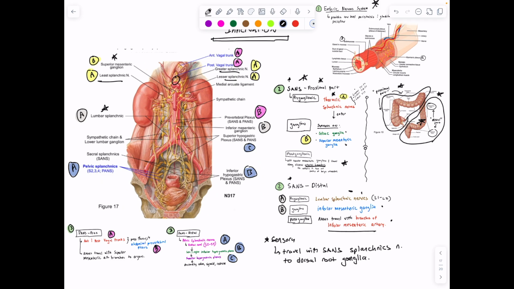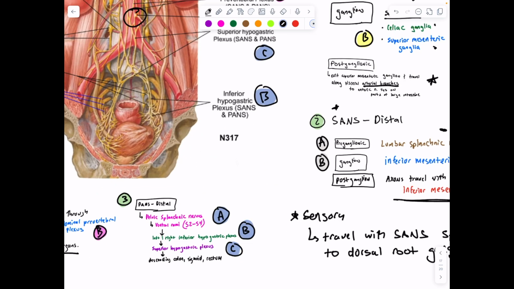They're going to synapse on the inferior mesenteric ganglion, and then it's going to trace along with the inferior mesenteric arteries. And then for parasympathetic, you have the anterior and posterior vagal trunks for the proximal part of the large intestines, and those neuron axons are going to pass through the prevertebral plexus and then travel with the superior mesenteric artery branches to this proximal part of the colon. Okay, so they travel from the posterior and anterior vagal trunks, through the prevertebral plexus, and then along the superior mesenteric arteries to the proximal part of the large colon, and then proximal part of the large intestines.